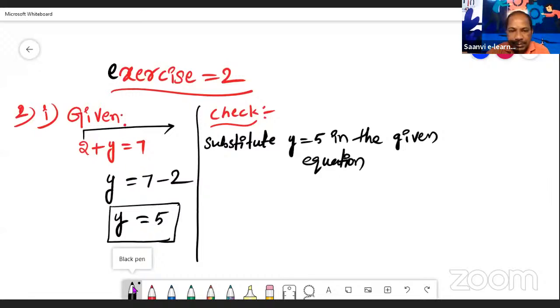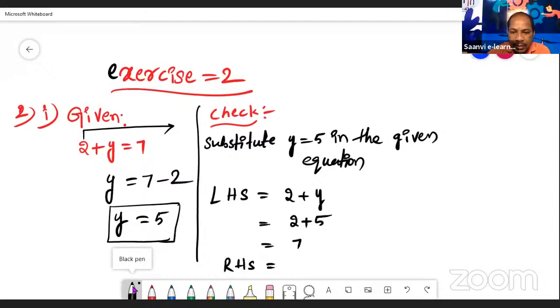First of all, you take LHS. So what is LHS? 2 plus y. The y value, how much have we got? 5. So in the place of y, you write 5. How much is 2 plus 5 equal to? 7. Okay, LHS value we have got 7. Now find RHS. What is RHS? RHS means right side value. How much is there? RHS value also 7 is there.